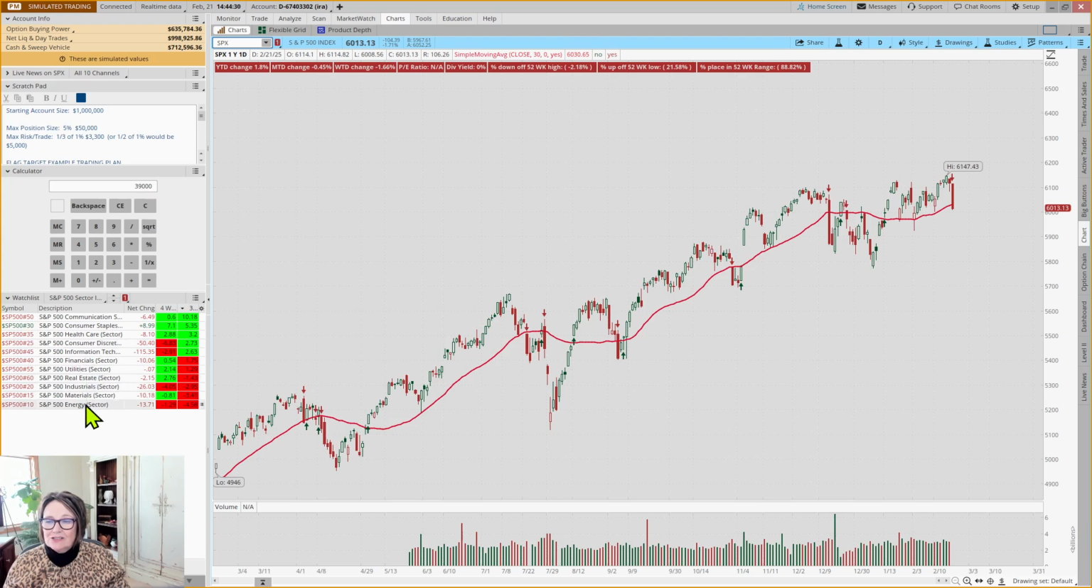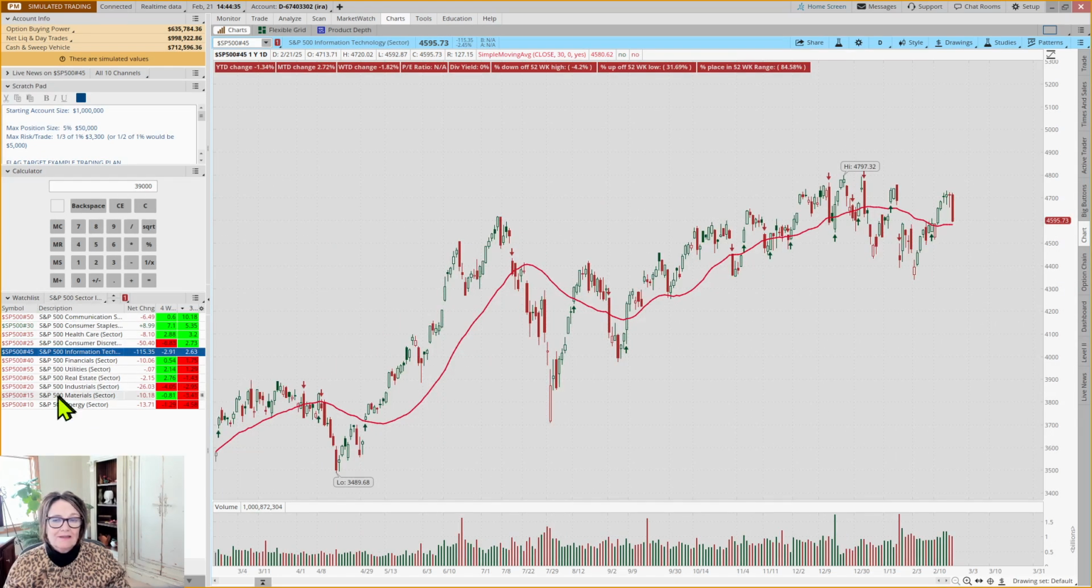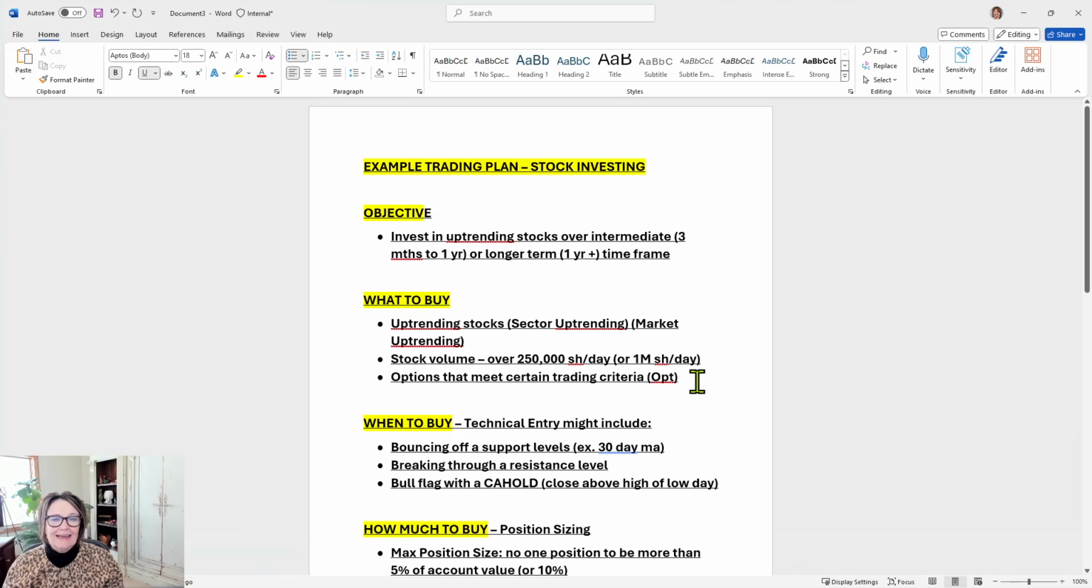Has the tech sector been uptrending? I have all the sectors over here in the gadget section, and this sector has overall been uptrending. And so it met our criteria, didn't it? All right, so I hope this example has been helpful to you. Again, this is just an example trading plan, for example purposes only.